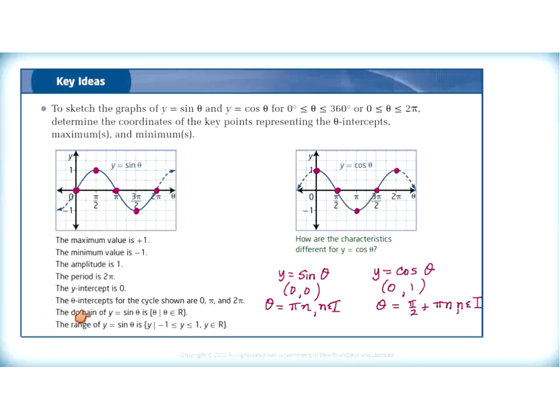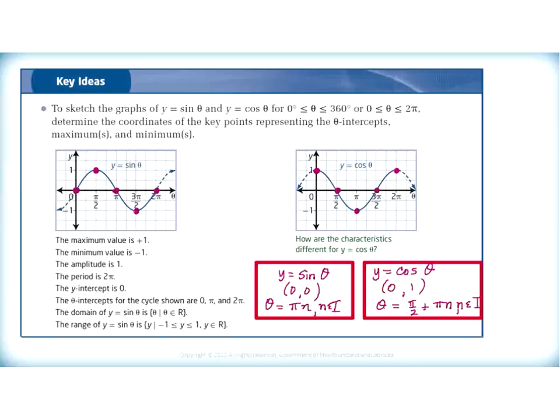The domain is the same. For sine and cosine, theta belongs to the set of real numbers, and the range is also the same for both functions. All values of y such that -1 is less than or equal to y, which is less than or equal to +1, and y belongs to the set of real numbers. So these are the characteristics that distinguish one from the other.